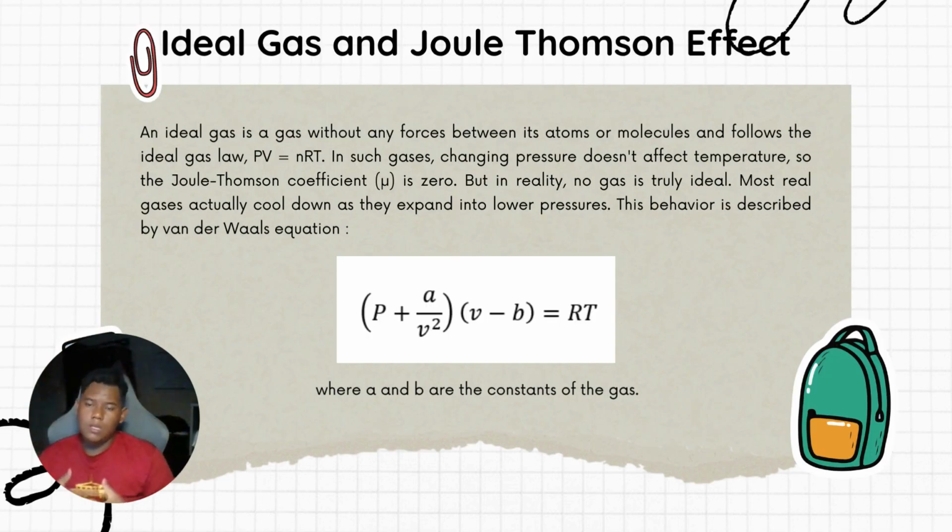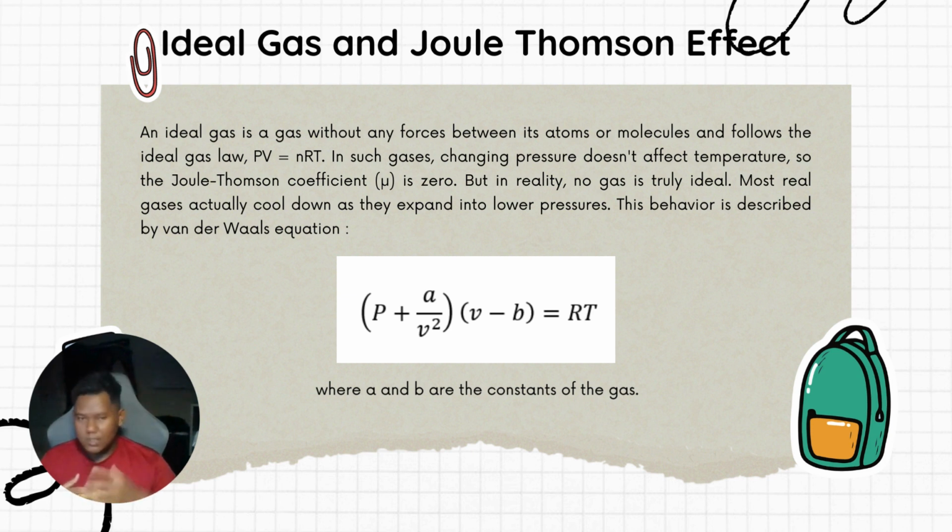In this slide, I will explain about ideal gas and the Joule-Thomson effect. An ideal gas is defined as a gas that has no intermolecular force present between individual atoms or molecules and obeys the ideal gas law, which is PV equals nRT. In an ideal gas, changing pressure doesn't affect temperature, so the Joule-Thomson coefficient is zero.